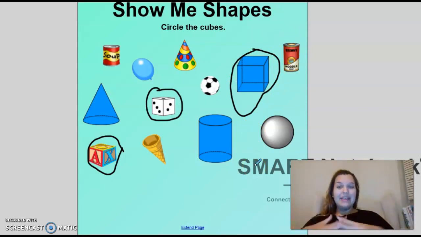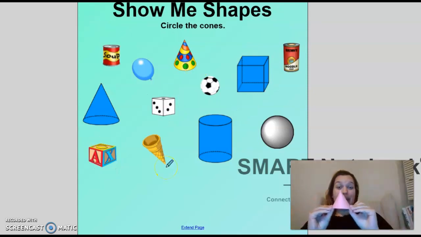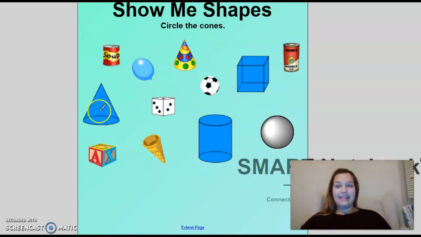Awesome job! I meant to also tell you, when I give you a shape, instead of looking at the picture, if you want, you can pause me and go around your house and find a cube or whatever shape I give you. That's another option. Okay? So now you can either look at the picture and find all the cones, or you can go around your house and find an example of a cone.